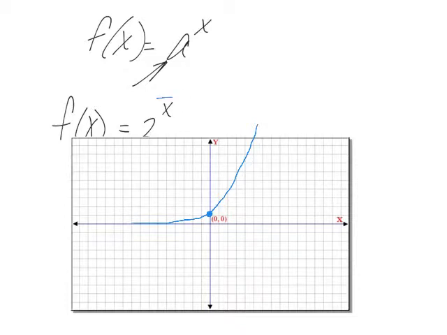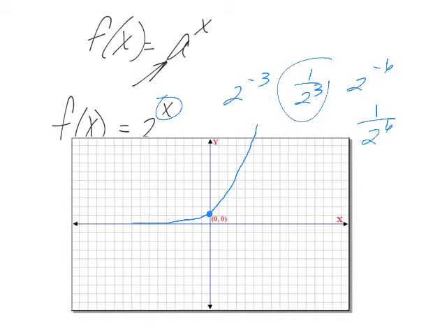So if x becomes 2 to the negative 3, that becomes 1 over 2 cubed, or 1 over 8. If x is negative 6, it becomes 1 over 2 to the 6th power. So notice our fraction gets smaller and smaller as we go further and further left. My y value will get closer and closer to 0, but it will never get there. So as x approaches negative infinity, y approaches 0, but it never gets there.